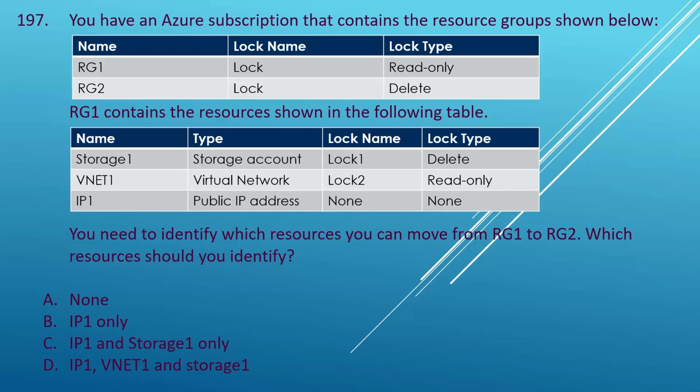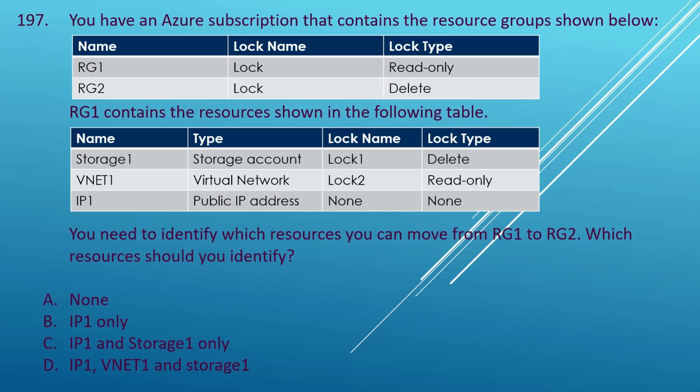Now, RG1 contains the resources shown in the following table. Basically, there are three resources with the name of Storage1, VNet1, IP1. Storage1 is a storage account which has a lock named lock1 and its type is delete. VNet1 is a virtual network type which has a lock named lock2 and it is read-only type, and IP1 is a public IP address type and it does not have any lock associated with it.